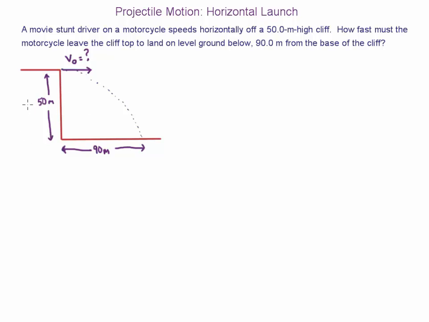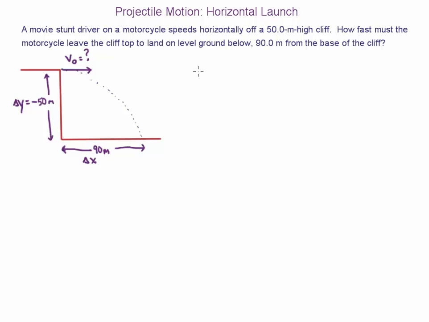So this is a vertical distance. This is going to be my vertical displacement, delta y. However, we are starting up here and moving downwards. If you're moving down, that's the negative direction, so I have to make this negative 50 meters. Now this is how far we're moving to the right. This is a horizontal displacement, and this is going to be called delta x.